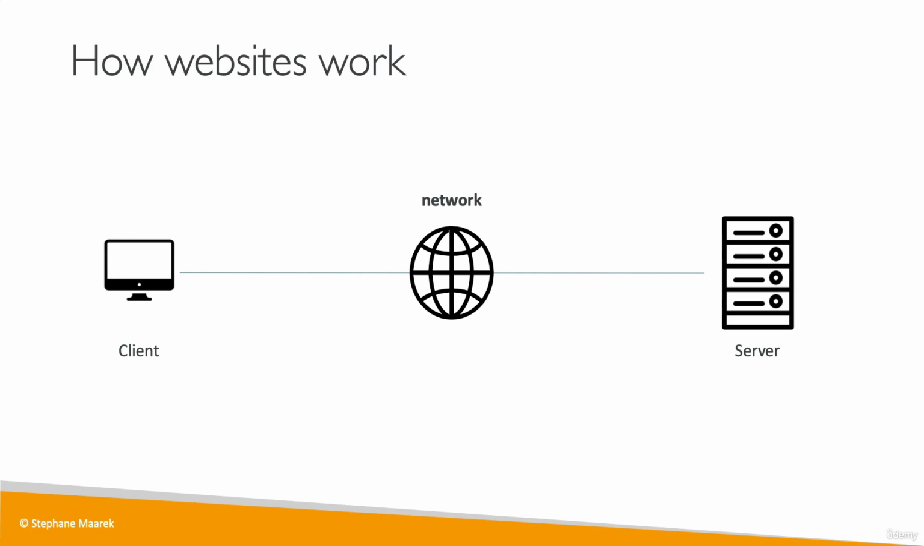Now for the client to find the server and the server to find the client, you need to have IP addresses. So a client has an IP address and a server also has an IP address. The idea is that when you use an IP address, you can send a request to wherever you want, to the server you want, and the server can know how to find you back.